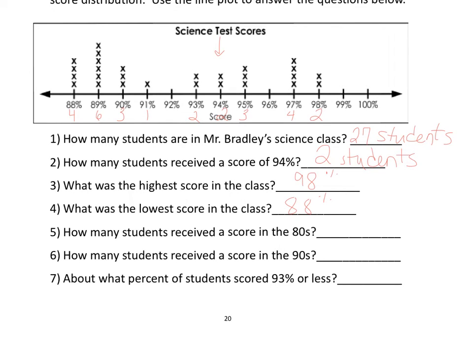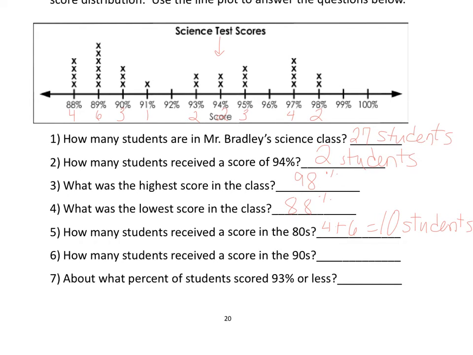How many students received a score in the 80s? Well, we look and there's 4 at 88% and there's 6 at 89%. That means that we end up with 4 plus 6, which is 10 students.